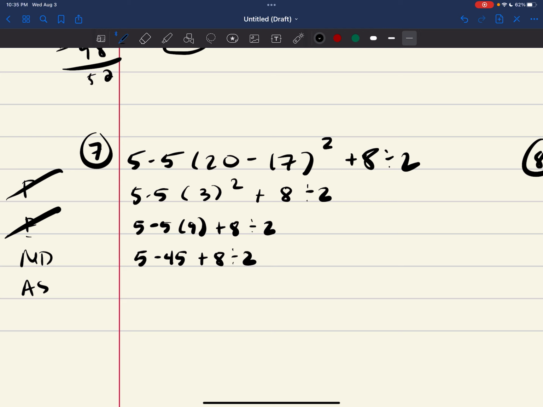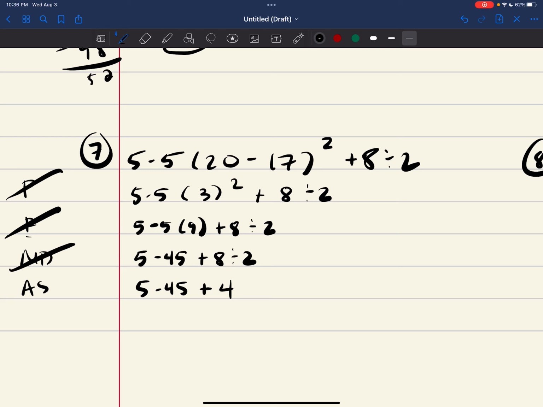Do I see anything else, multiplication or division? Well, I see this 8 divided by 2. 8 divided by 2 is actually 4. So 5 minus 45 plus 8 divided by 2, which is just 4. And it looks like I don't have any multiplication or division left, so I'm going to cross that out and then proceed to addition and subtraction.